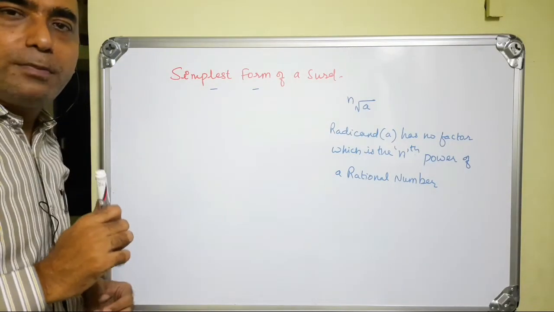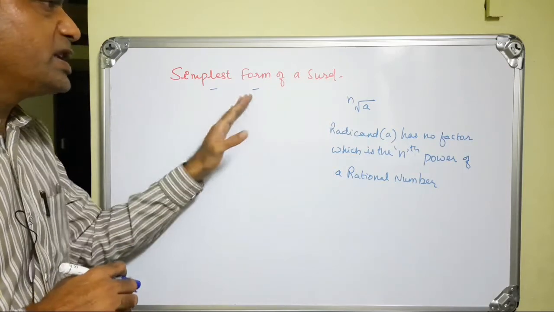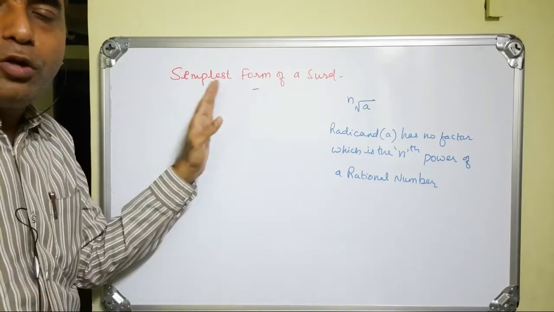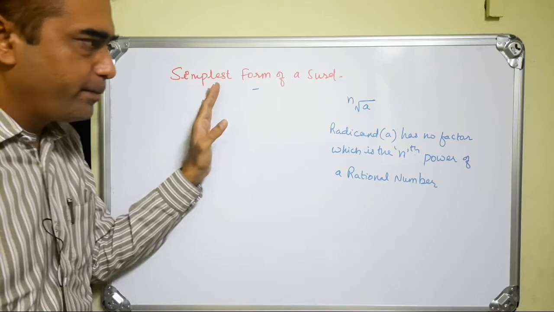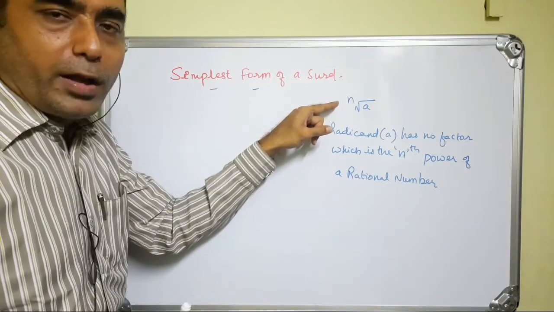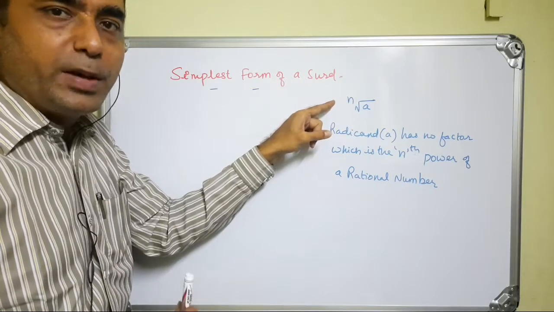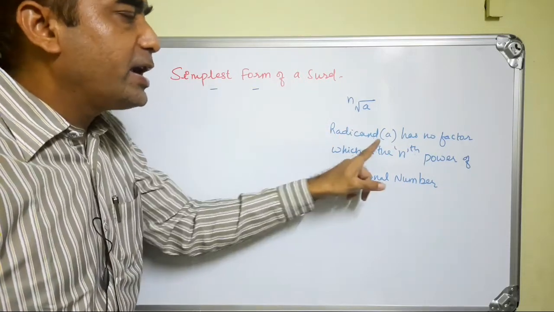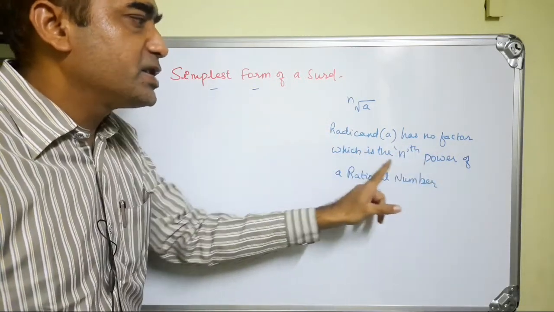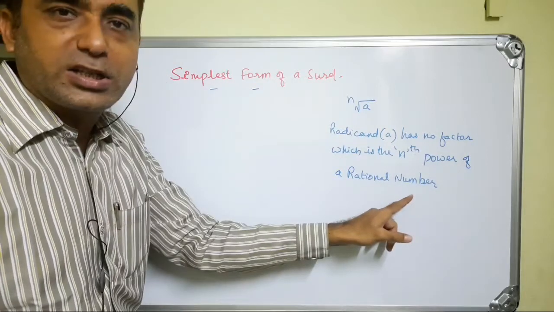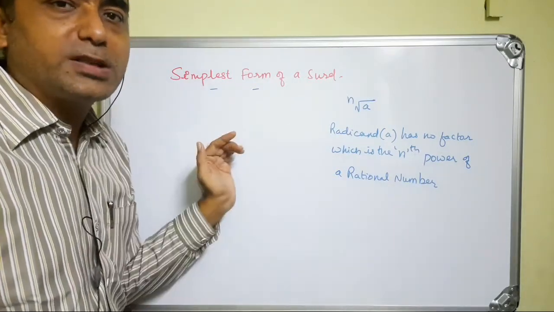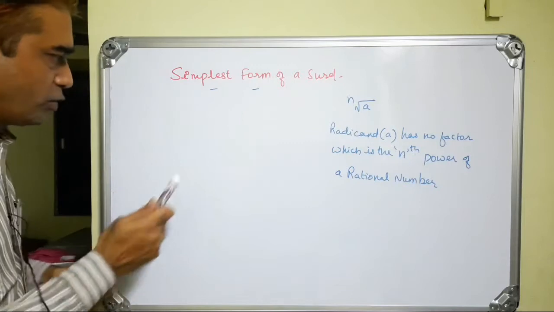अब हमें क्वेश्चन नंबर 3 के लिए समझना है सिंपलेस्ट फॉर्म ऑफ अ सर्ड. What is the simplest form of the surd? The surd with order n is said to be in the simplest form if radicand has no factor which is the nth power of a rational number. इसको पहले एग्जांपल समझते हैं, फिर मैं आपको डेफिनेशन फिर से बताऊंगा.